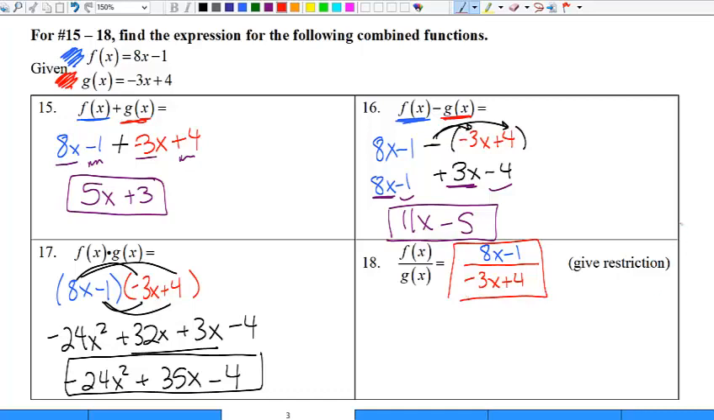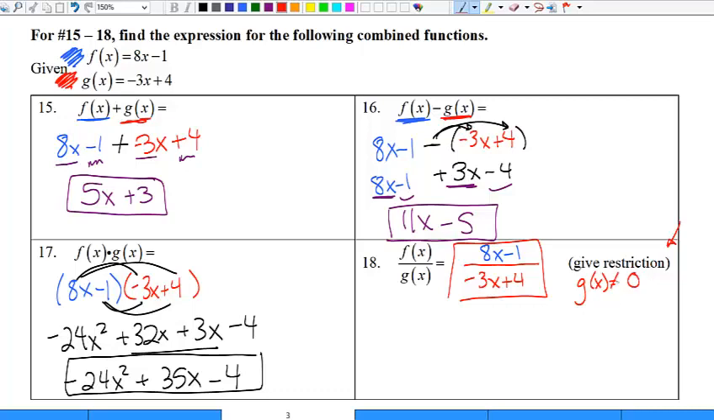Now there's this other little note here. It says give the restriction. So the restriction means if you've created a fraction, you've created a problem in the bottom. You cannot have a function have a 0 on the bottom. We can't divide by 0. That's just a big fat no-no.